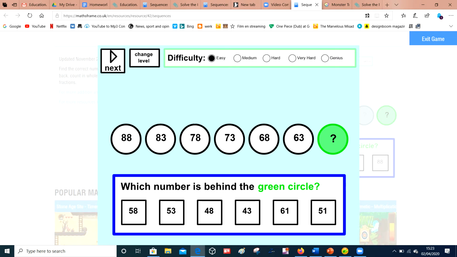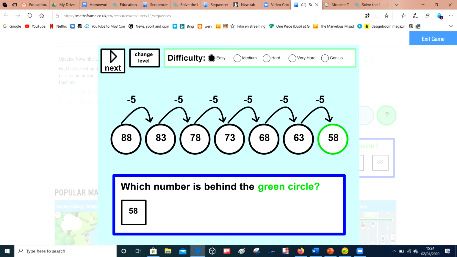Another decreasing number pattern. This time, we're starting at 88, and we have to count backwards to 83, then to 78, 73, 68, 63. What's coming next? Well, if you look at the numbers, we have -5 each time. So let's count backwards -5 from 63. 63, 62, 61, 60, 59, 58. So we've got this number over here.